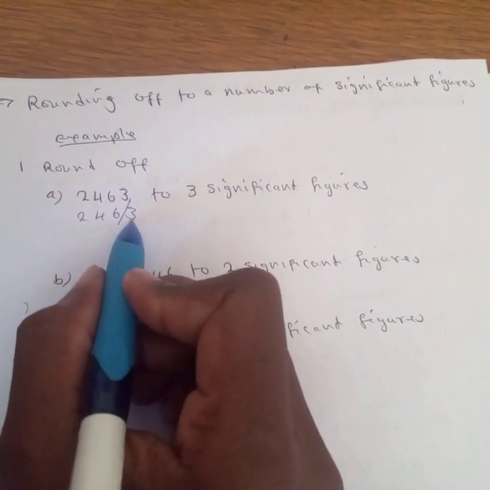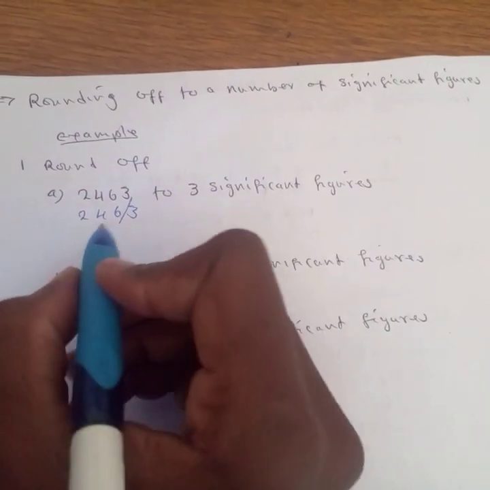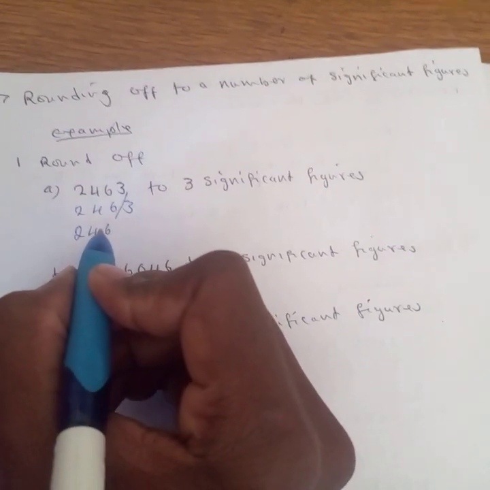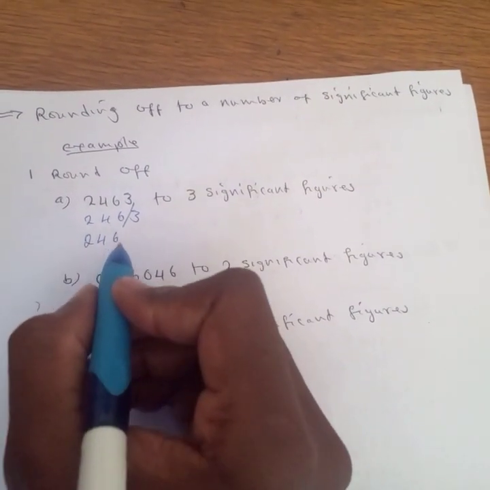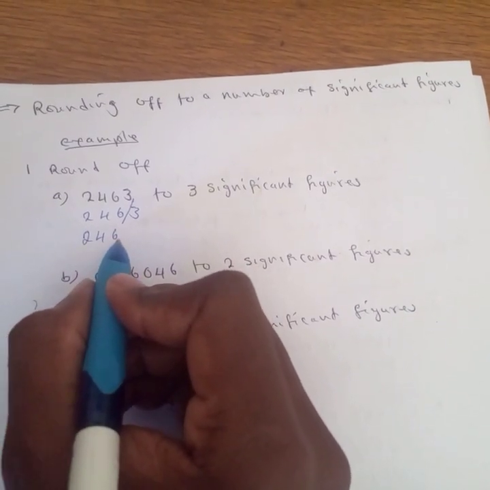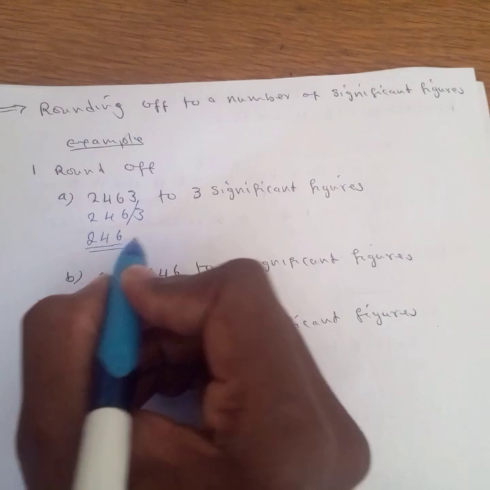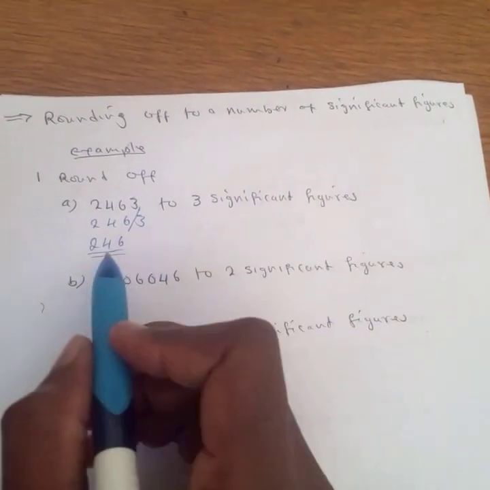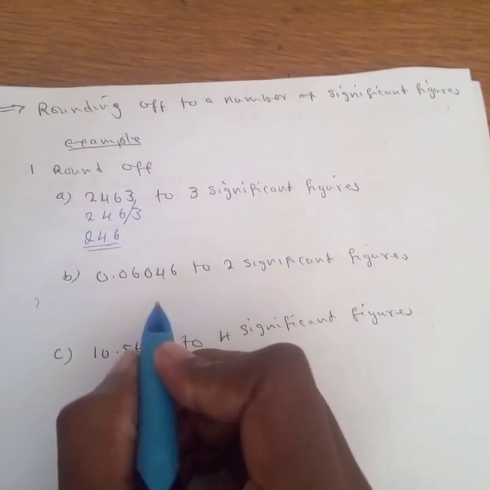And now we look at this number. Is this number equal to 5? No, it's less than 5. So meaning that it will only be 2, 4, 6. Just like that, then you have your answer to 3 significant figures. If you want, you can put 0 this side, but this 0 will still not be significant. So we are done to 3 significant figures. Then we move on to the next one.